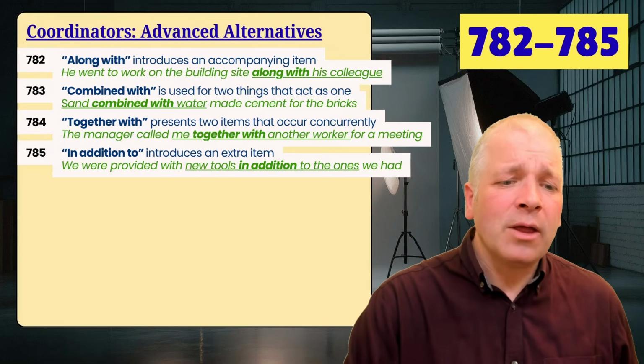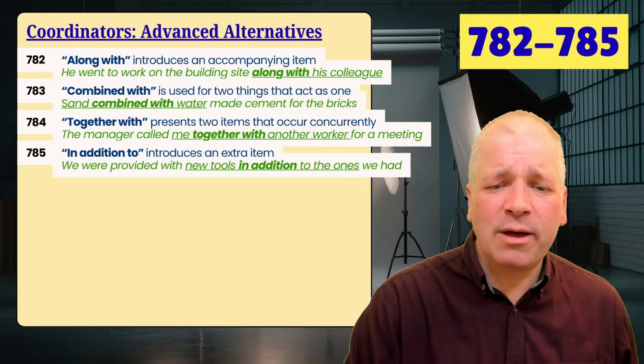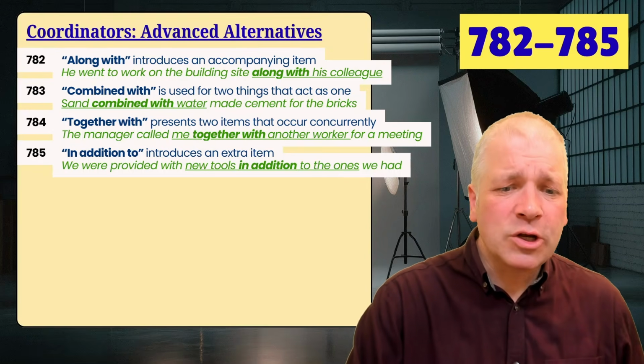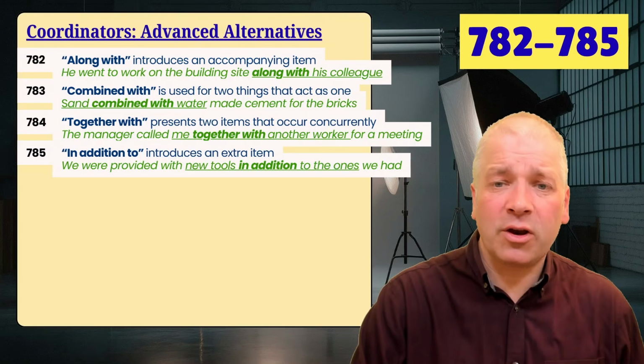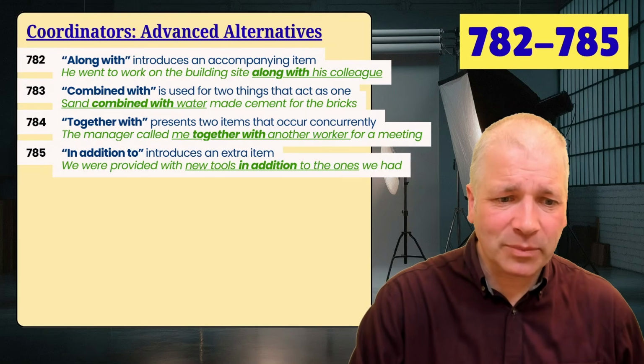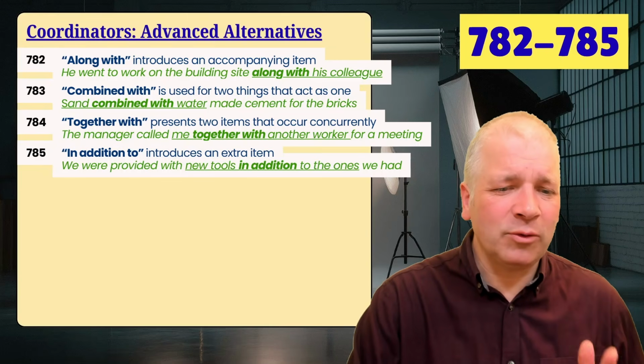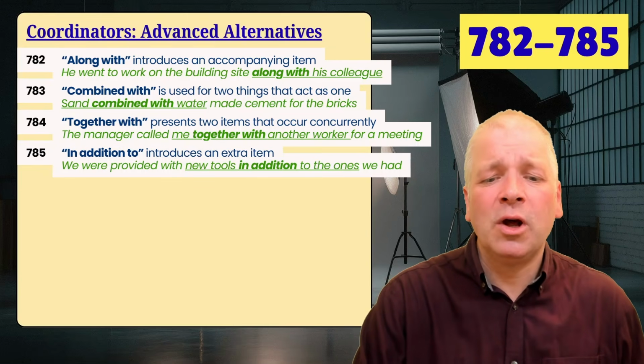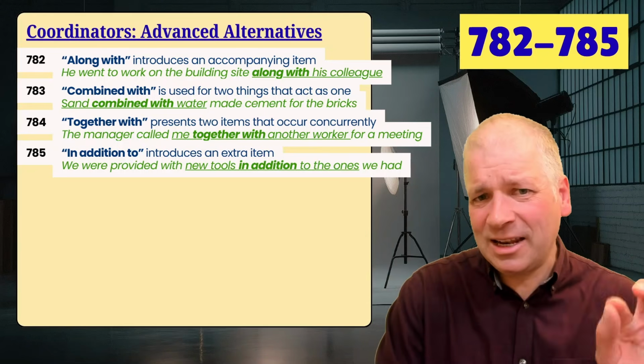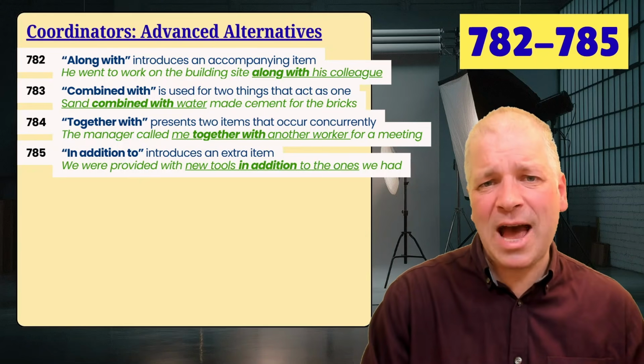Together with: the manager called me together with another worker for a meeting. Two items that occur concurrently at the same time. In addition to simply introduces an extra item. We are provided with new tools in addition to the ones we had. Remember, in addition on its own could be a conjunctive adverb.